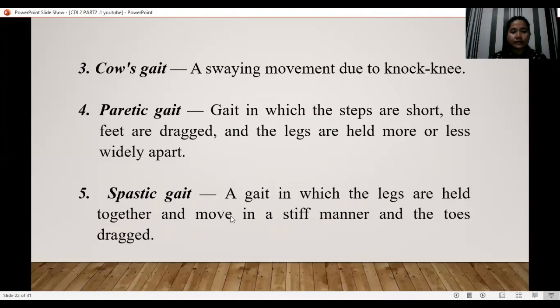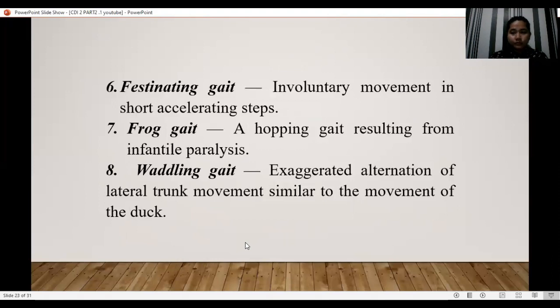When we say spastic gait, it is a gait in which the legs are held together and move in a stiff manner and the toes are dragged. So the other one is festinating gait. When we say festinating gait, it is the involuntary movement in short accelerating steps. Then we have also frog gait. When we say frog gait, a hopping gait resulting from infantile paralysis.